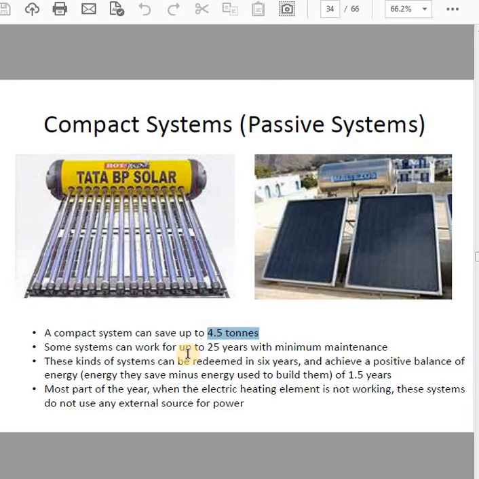4.5 tons, and some systems can work up to 25 years with minimum maintenance, and the cost can be recovered in 6 years and achieve a positive balance of energy. So these are the compact system or passive system type, similar to the one which we have just now discussed.